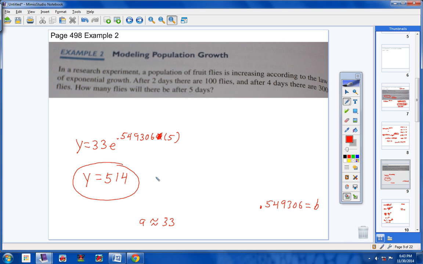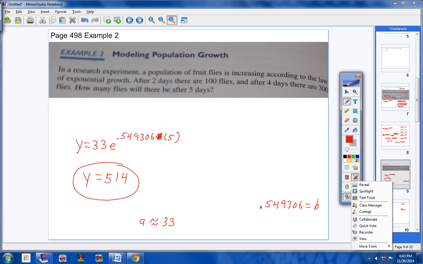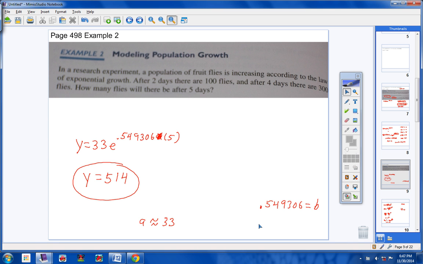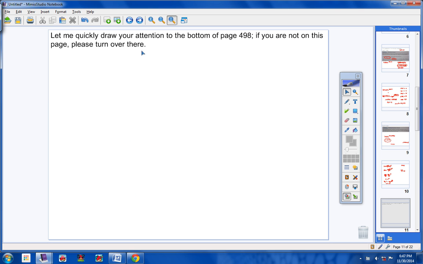All right, let's continue on. Let me quickly draw your attention to the bottom of page 498. If you are not on this page, please turn over there now, page 498. I'll pause a second while you do that. Please turn to page 498.